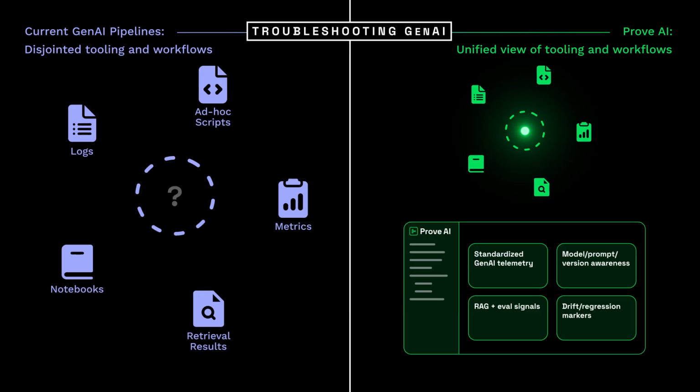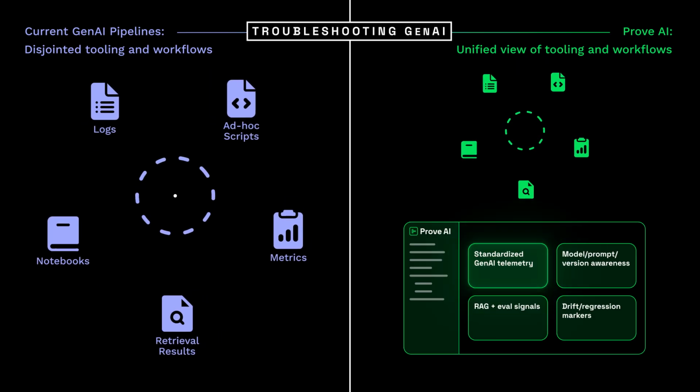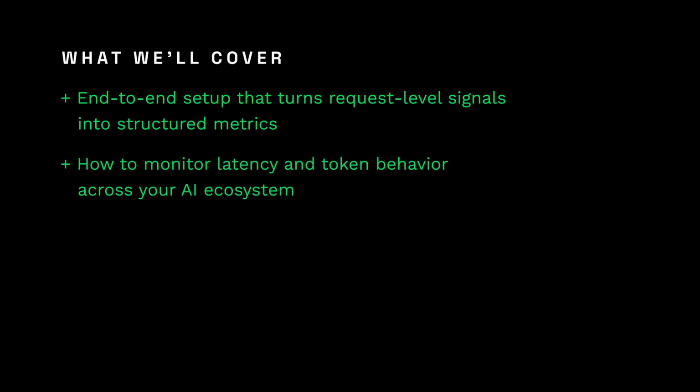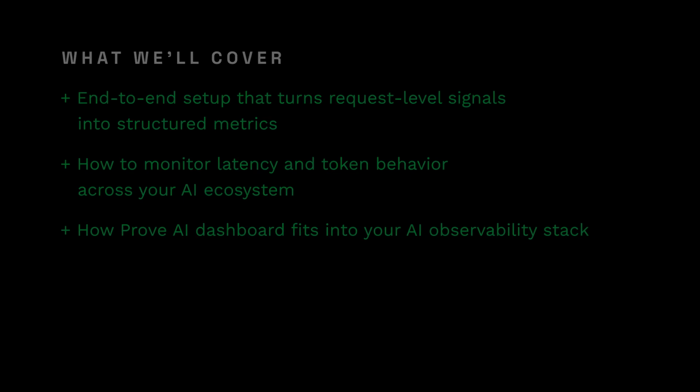In this walkthrough, I'll show you how to stand up a Gen AI observability pipeline using Prove AI version 0.1. We'll walk through an end-to-end setup that captures request level signals from real Gen AI workloads, turns them into structured metrics, and makes latency and token behavior visible across the system. I'll also show where the Prove AI dashboard fits as an optional analysis layer once the data plane is in place. Here's what that looks like in practice.